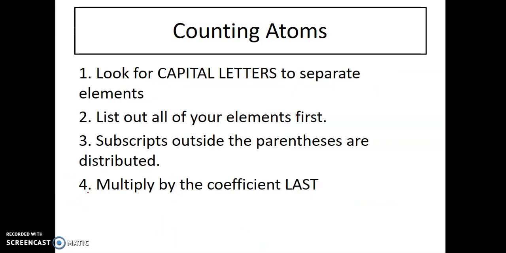Here is your method for counting atoms. You're going to look for the capital letters. These signify elements, atoms. You're going to list out all of your elements first. Subscripts outside the parentheses are going to be distributed, and then you're going to multiply by the coefficients last.